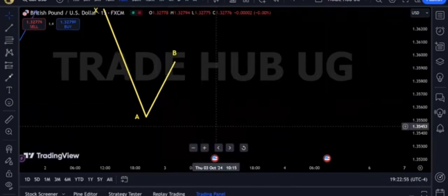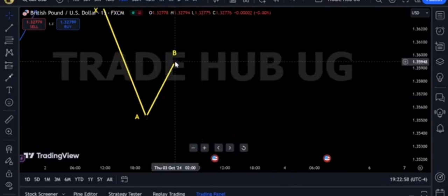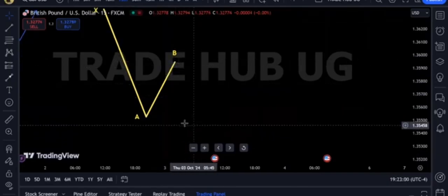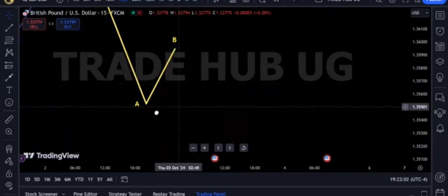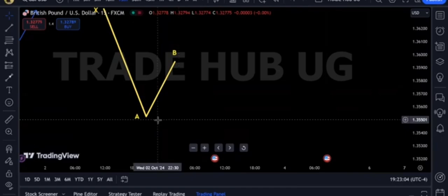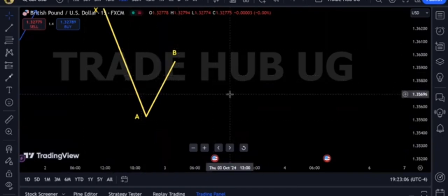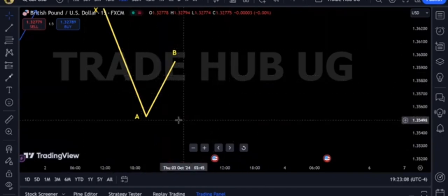I need C. I told you C is that 1.61 retracement level of Fibonacci. From what? From X to A.